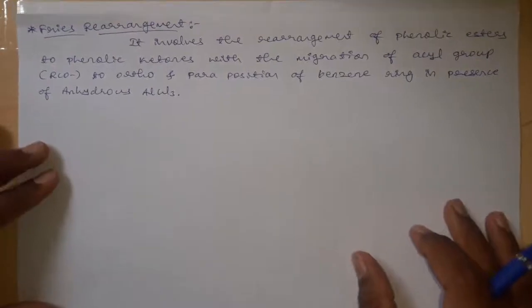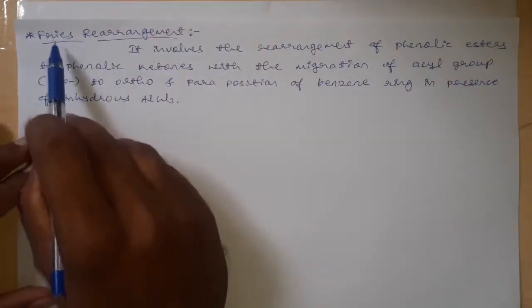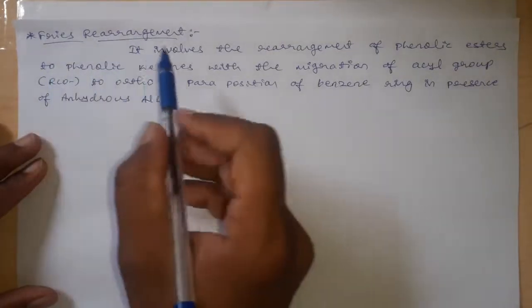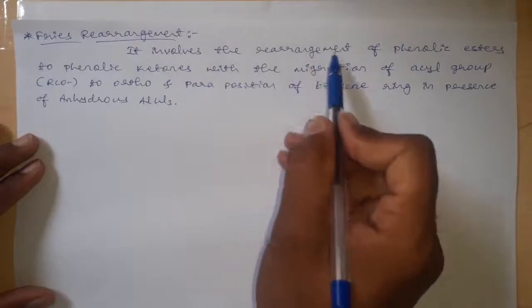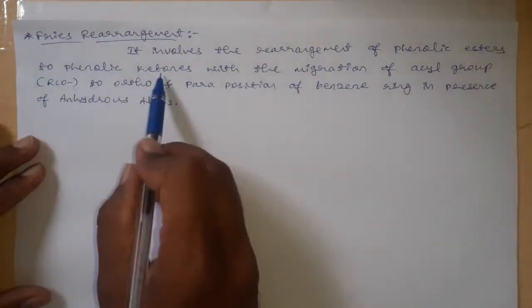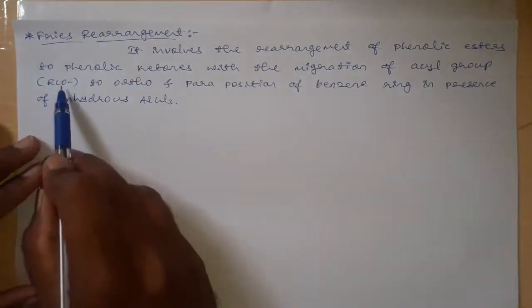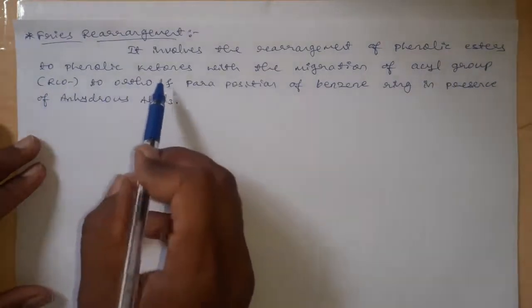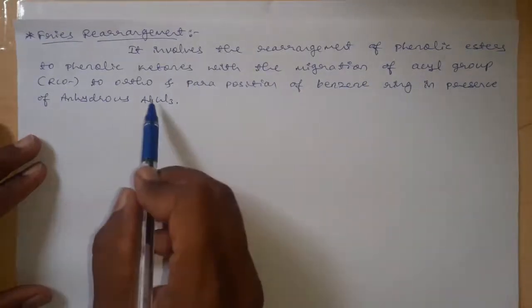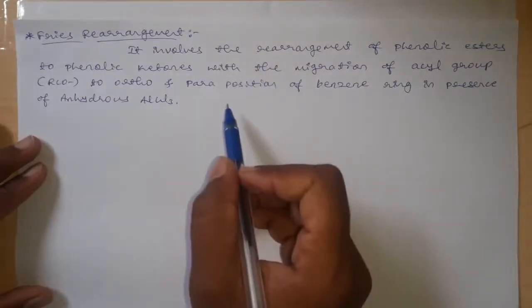In this class we are discussing one of the named reactions, that is the Fries rearrangement, and it involves the rearrangement of phenolic esters to phenolic ketones with the migration of the acyl group, that is the RCO group, to the ortho and para position of the benzene ring. And here we are using anhydrous AlCl3 as a catalyst for this rearrangement.